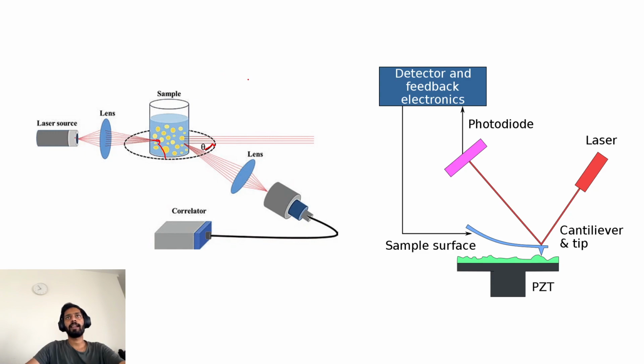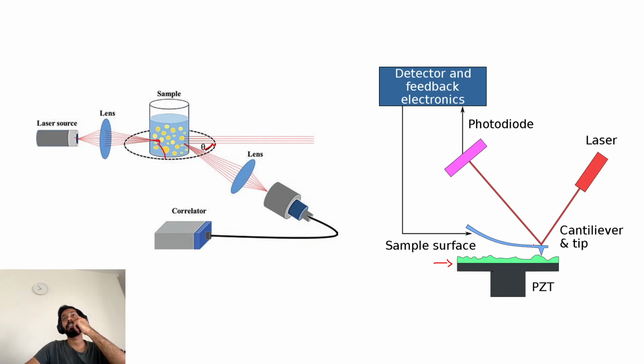So that's dynamic light scattering. Atomic force microscopy is something that's completely different. You have a cantilever or tip that's attached to a spring, and if you have a sample surface, you can move this tip on the surface, and based on how much it's moving, you can record that movement.